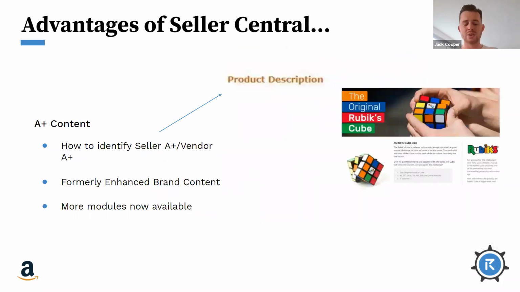A+ content as well. When you're on a listing, if it says product description, that means it's a seller. And if it says from the manufacturer, it means it's a vendor. So that's another key area to tell which of the two selling options the A+ content has come from.